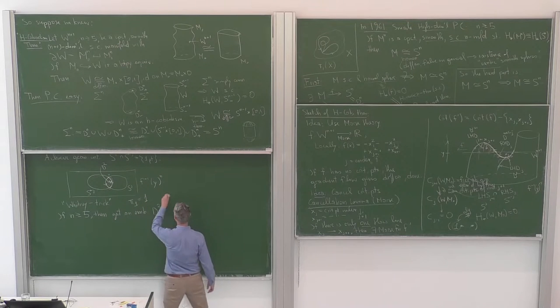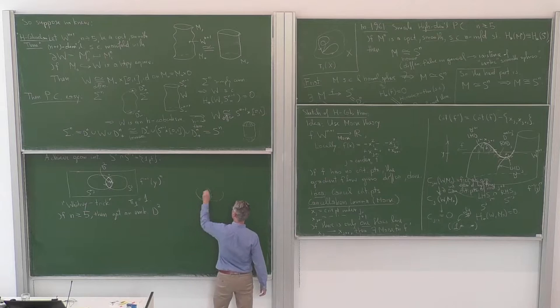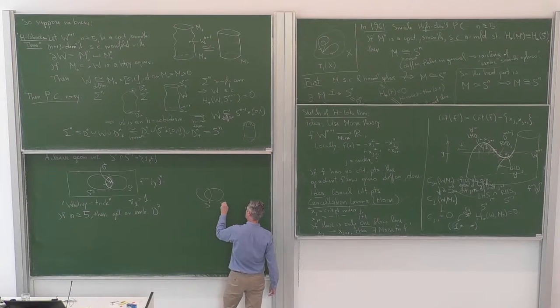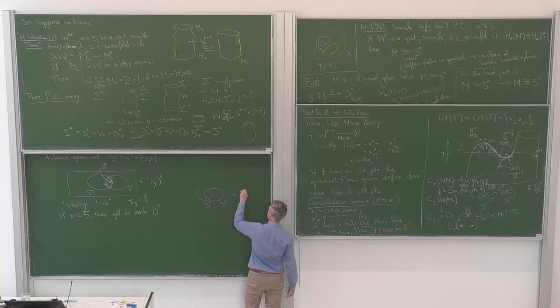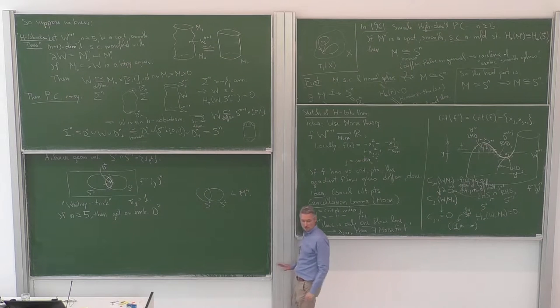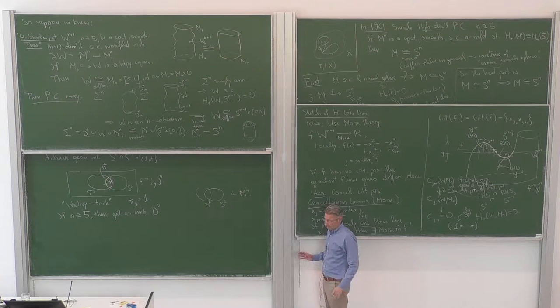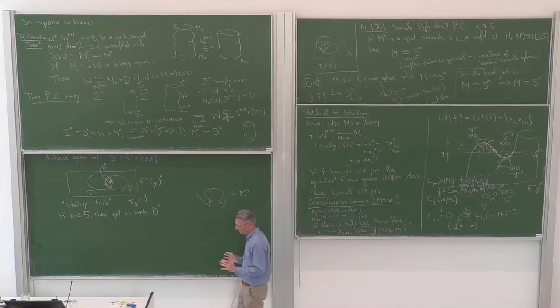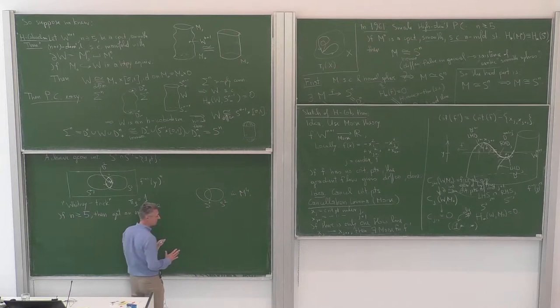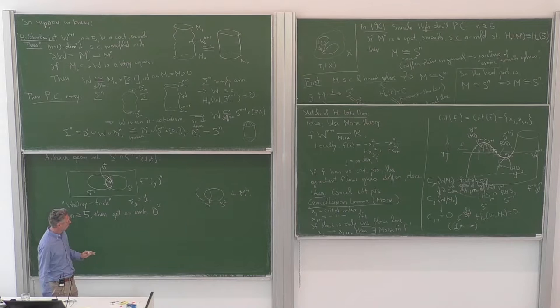If you were in a 4-manifold, if you have two spheres in a 4-manifold, this doesn't work anymore. And then you have to do complicated things involving Casson handles and infinite towers of handles and whatnot. And this is in fact what Freedman did. It becomes extremely complicated topologically.